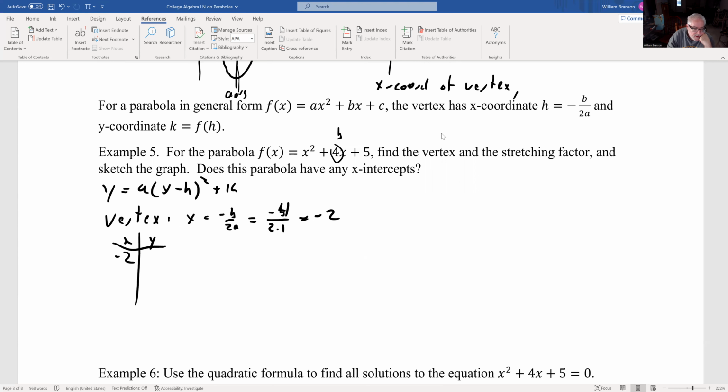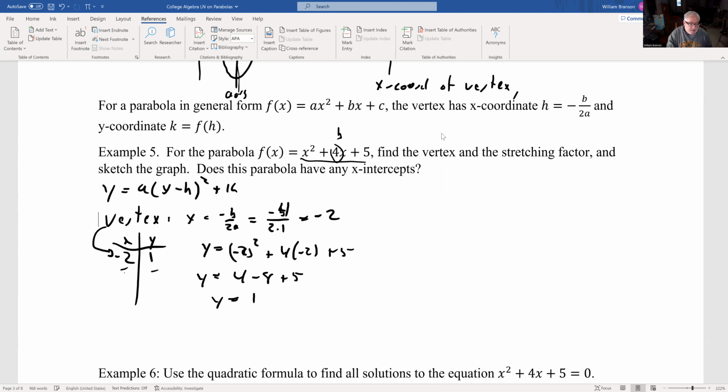What's our y-coordinate? Well, you get the y-coordinate by plugging that into our function. So it's going to be minus 2 squared plus 4 times minus 2 plus 5. So y equals 4 minus 8 plus 5, y equals 1. So this is my vertex, is that point, right? We find the x-coordinate, and then we plug that into the formula to get the y-coordinate. Great.